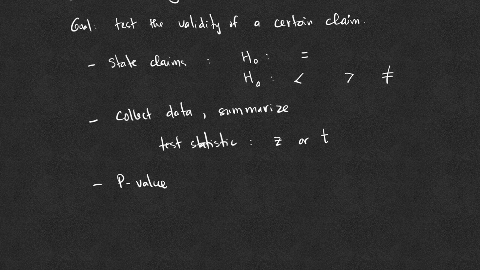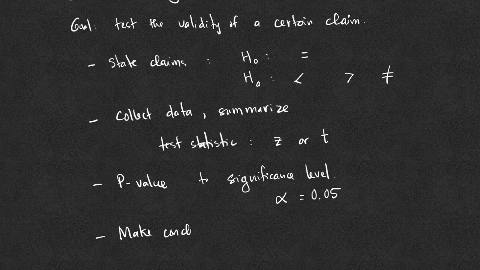Once we compute the p-value using the test statistic that we computed in the previous step, we would compare the p-value to what we call the significance level alpha. The significance level, think of it as the criteria or the cutoff value. Usually, we would use the significance level alpha equals 0.05 unless stated otherwise. And the final step is to make conclusions.